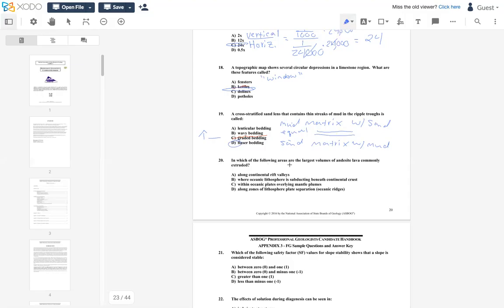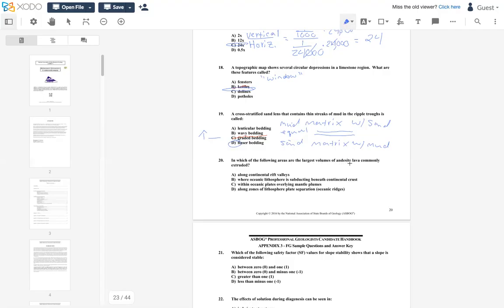In which of the following areas are the largest volumes of andesite lava commonly extruded? Long continental rift valleys. So these answers seem very specific, and I do not imagine that the ASBOG exam is going to ask you very specific knowledge or trivia questions, and that's not their goal. So there's probably something going on here that will make this a lot more simple. So let's just think about this.